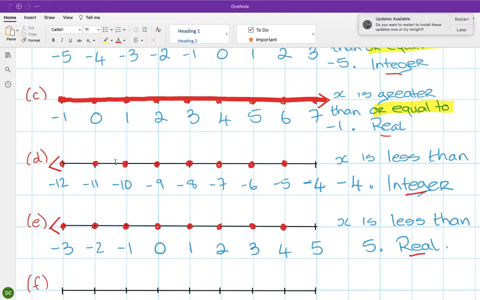But remember, when we say X is less than 5 and it's real, it goes all the way up to 4.99999. So I did show you an example of this. We say that 5 is not included. Okay, 5 is definitely not part of it, but everything right up to 4.999 is included. Yeah?